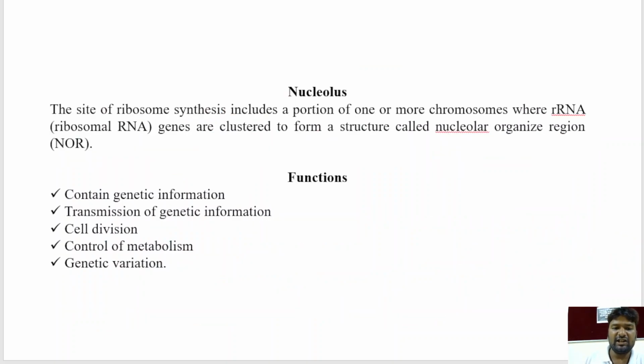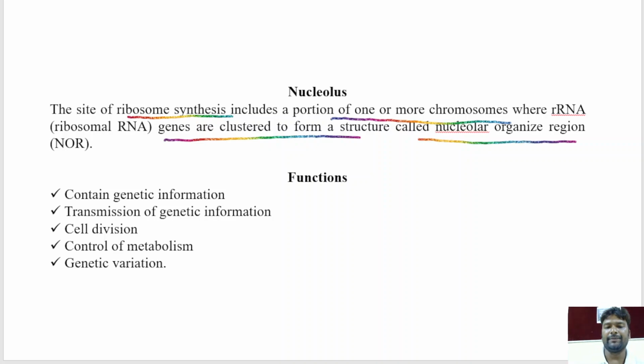And last is the nucleolus. So the nucleolus is a dense structure and the site of ribosome synthesis. It includes a portion of the chromosome where the rRNA, the ribosomal RNA, is coded, and this is called the nucleolar organizer region.